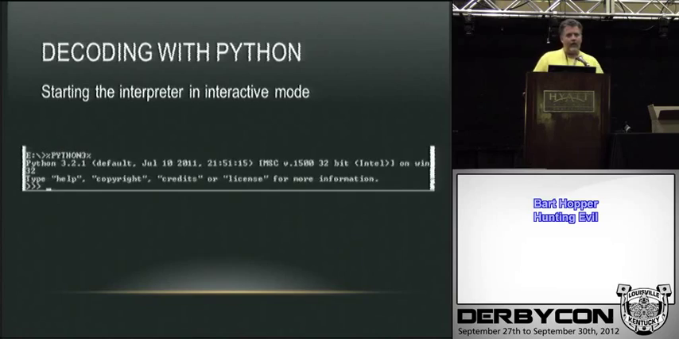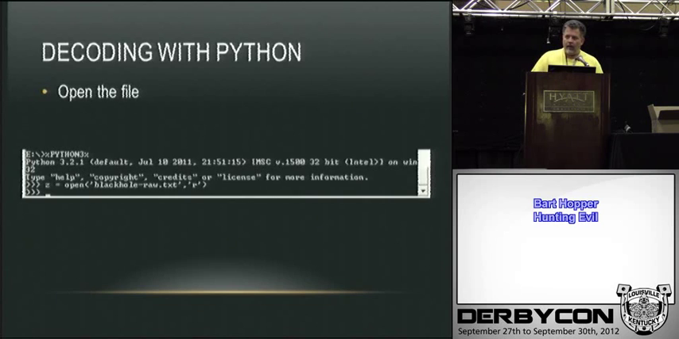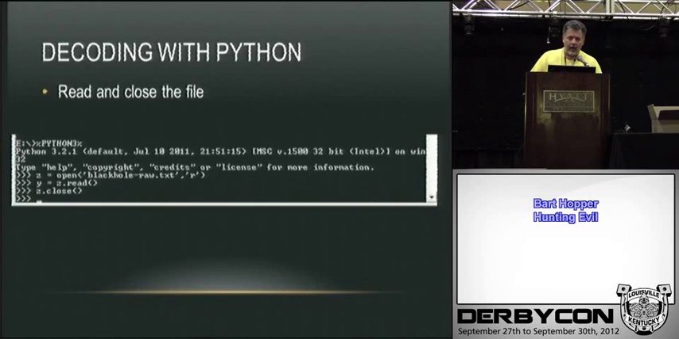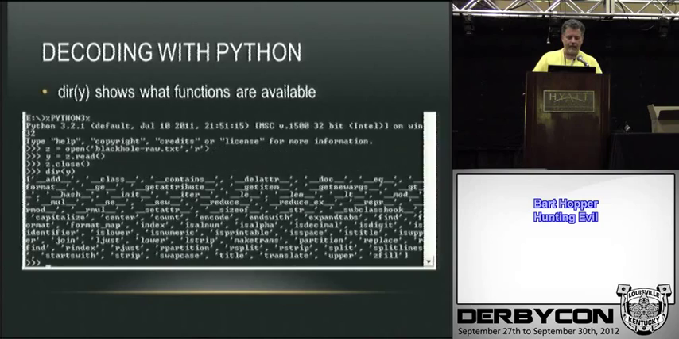The first thing we want to do is start the interpreter. Here I'm doing it from the interactive mode. The file that I've captured, I want to read it into the interpreter, and so I use the open command and create a file handle called Z. When I open the file, I give it a mode, in this case an r, to say I want to read the file. I read in the entire contents of the file and then close the file.